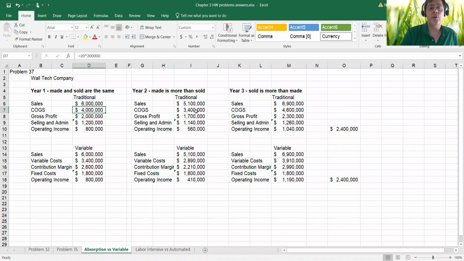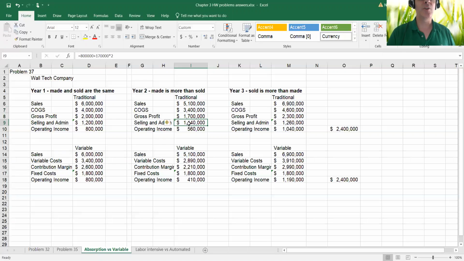Now, in year 2, we sell 170,000. We still make 200,000. Each year we made 200,000, but in year 2 we sold fewer. So notice how cost of goods sold goes down, right? Because we're talking about the cost of the units that were actually sold, not the cost of the units that were made.